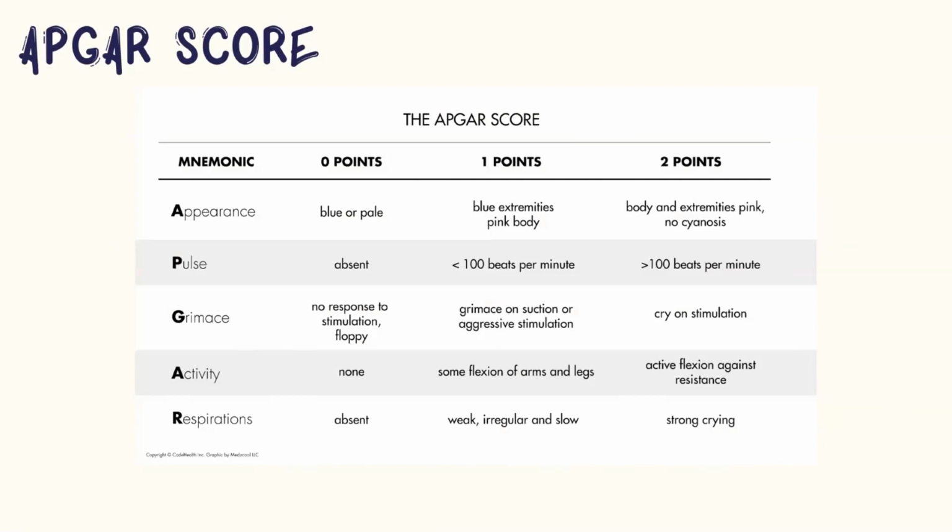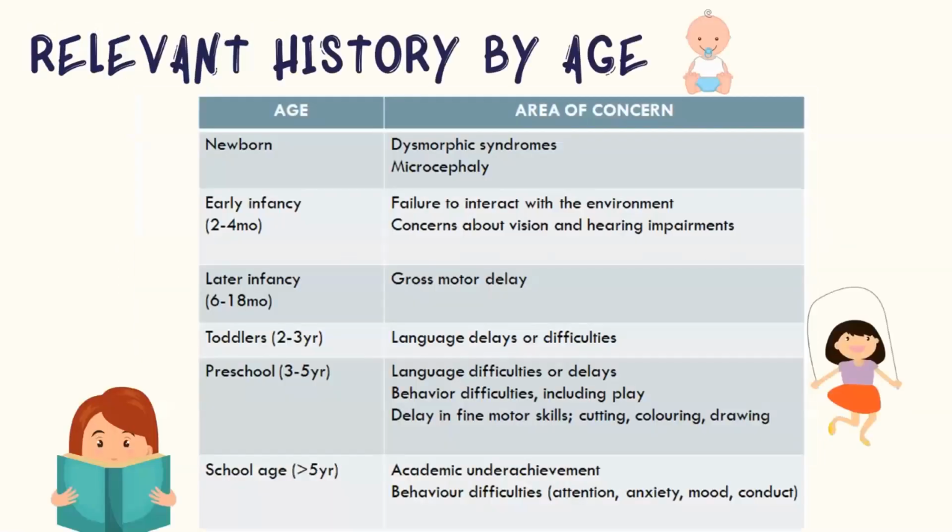All right, so next, the relevant history by age. So the anomalies and physical features that are discussed. For newborn, we look at the dysmorphic features like the birth parameters, any microsomia, microencephaly, any cleft lip, as mentioned just now, any dysmorphic features.